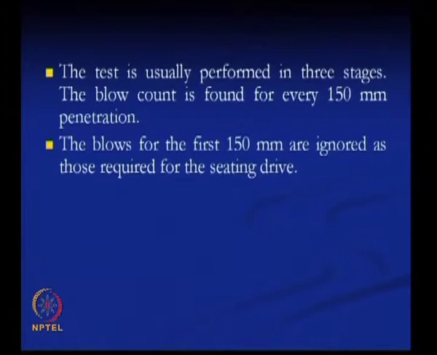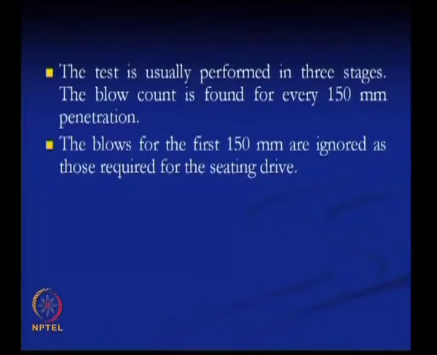In the first stage we penetrate the sampler by 150 millimeter, then count the number of blows required to penetrate the sampler into the soil by 150 millimeter. Then in the next stage we penetrate the sampler again by 150 millimeter, and in the third stage we again penetrate it by 150 millimeter. So, in 3 stages a total of 450 millimeter penetration is required, and in each stage we count the number of blows required to penetrate that 150 millimeter.